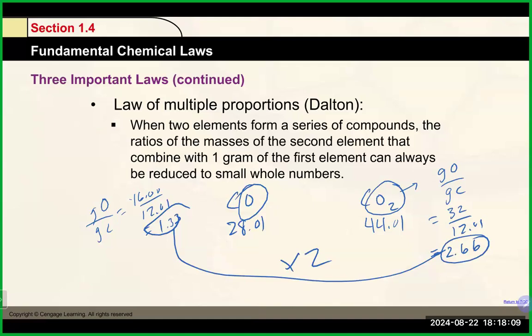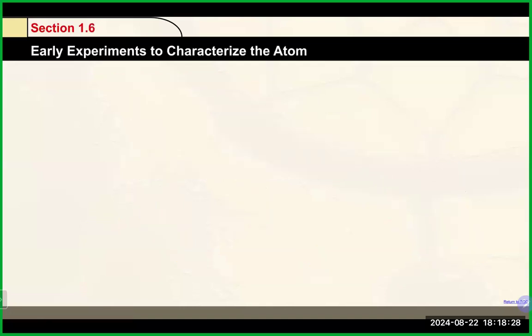Things will always, in a sense, be found in terms of atoms. They will always be whole number multiples. We never really have a half of an atom or anything like that. Things will combine in those sort of ratios. Any questions on that combination there? Yeah, our calculation. All right.